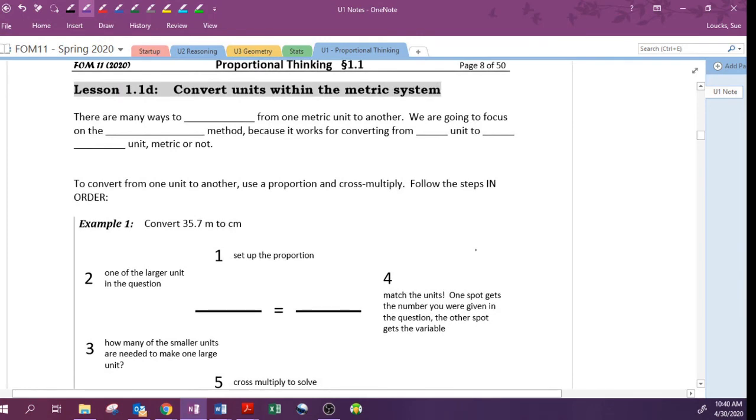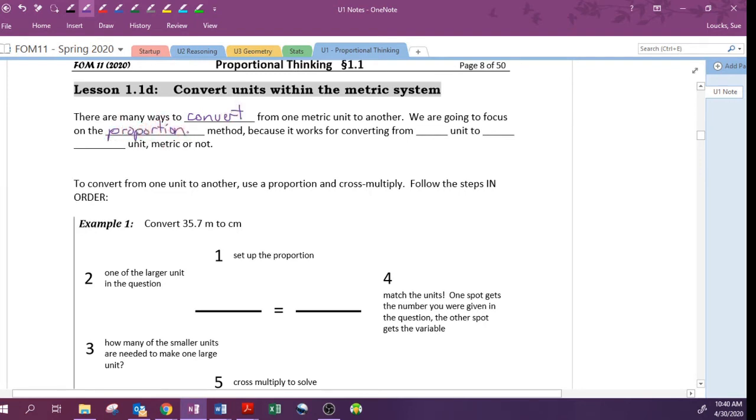Okay, welcome back. Last lesson of this section. This is actually converting units. So there are many ways that you can convert from one metric unit to another. We're going to focus on the proportion method.